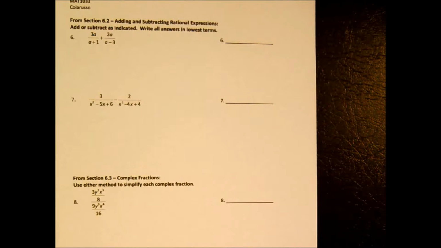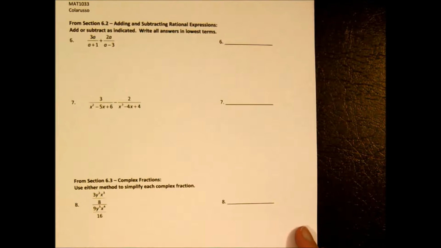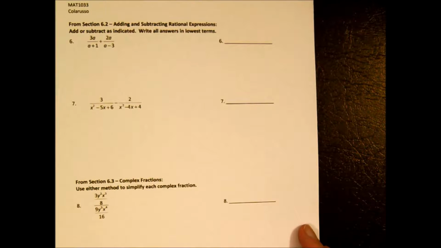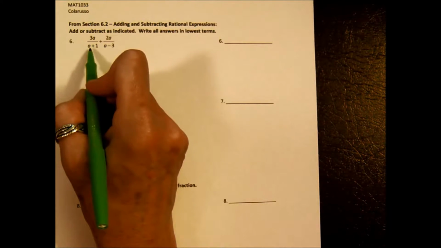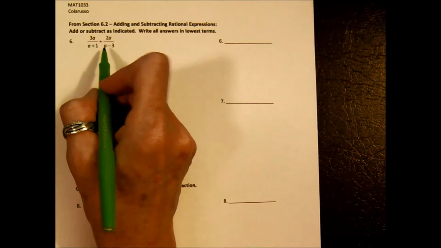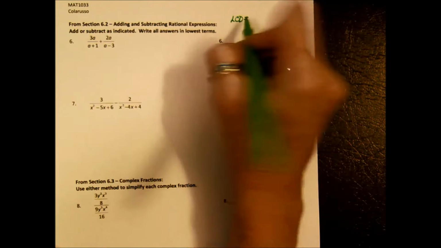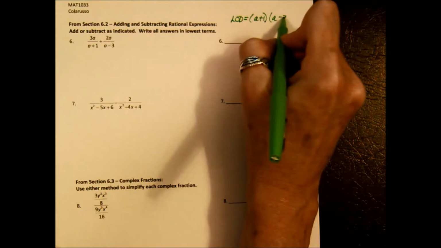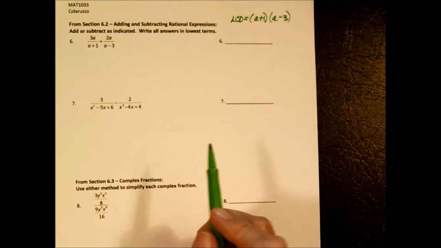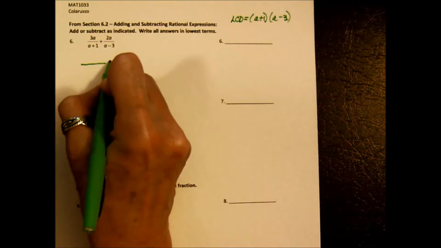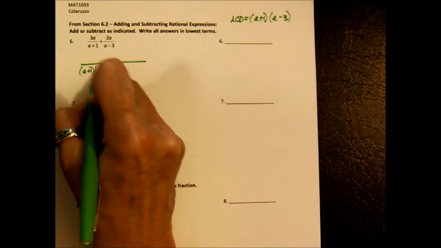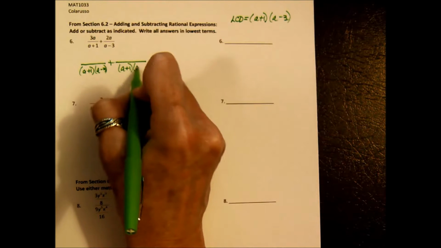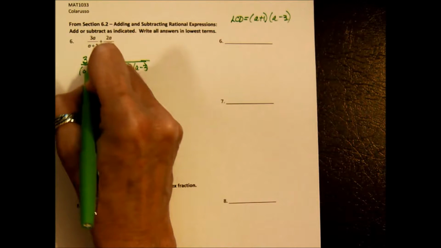Looking at number 6 on the next page, here we're adding or subtracting, and these are a little bit more difficult. As you might remember from regular fractions, to add or subtract, you have to have a common denominator. So in rational expressions, the common denominator has to represent all pieces of any denominator. In this case, my LCD has to have an a plus 1 and an a minus 3. And we're not going to multiply those together. I'm going to rewrite these fractions right underneath with that common denominator: a plus 1, a minus 3, a plus 1, a minus 3.